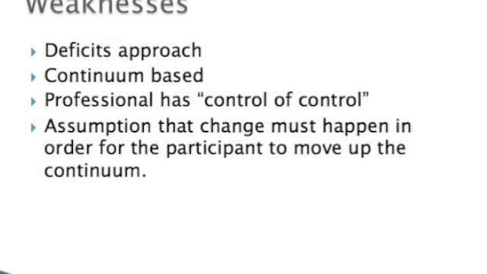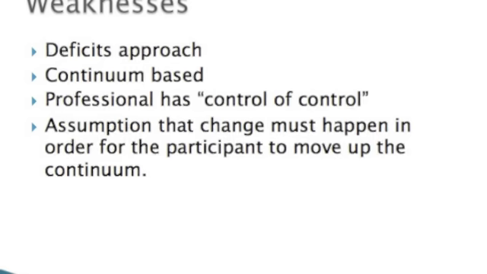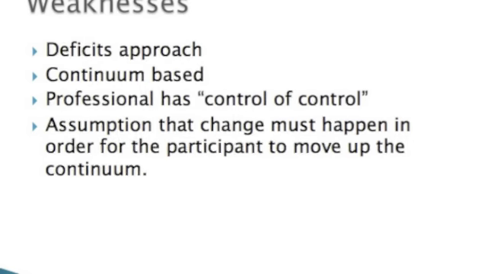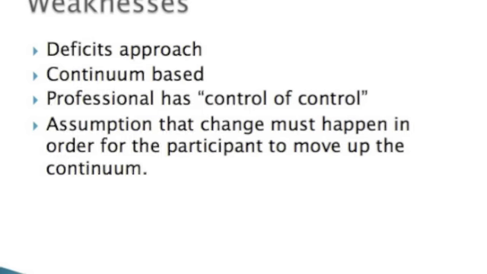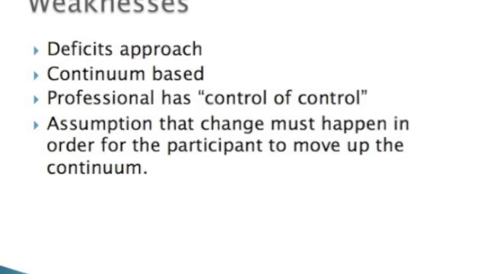The fact that this is a continuum approach is one of the biggest weaknesses, in that participants can get caught in the continuum if they're not able to earn their readiness and move to the next level of services and essentially the next level of control of their lives. This creates a lack of self-determination. Another pitfall is that the professional has control. In other words, the therapeutic recreation specialist decides when the participant is ready for more control in his or her life. The last pitfall of the continuum approach is the assumption that change must happen in order for the participant to move up the continuum towards more freedom.